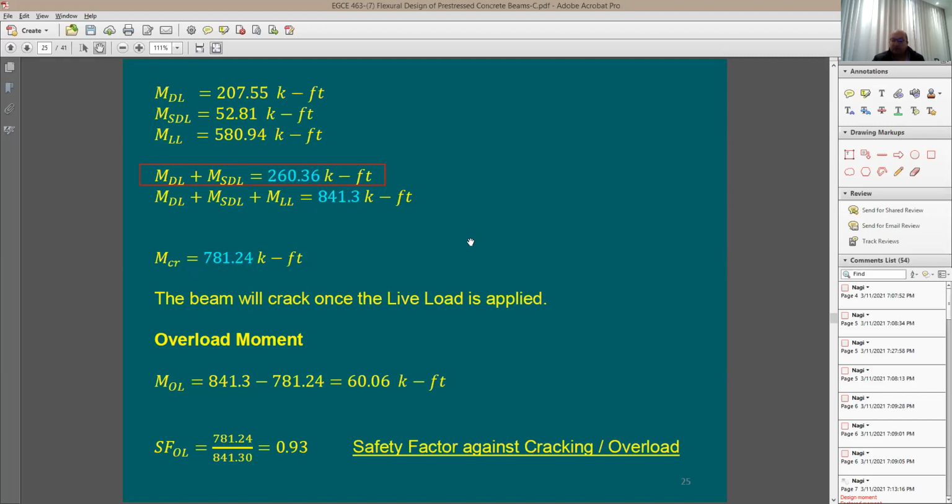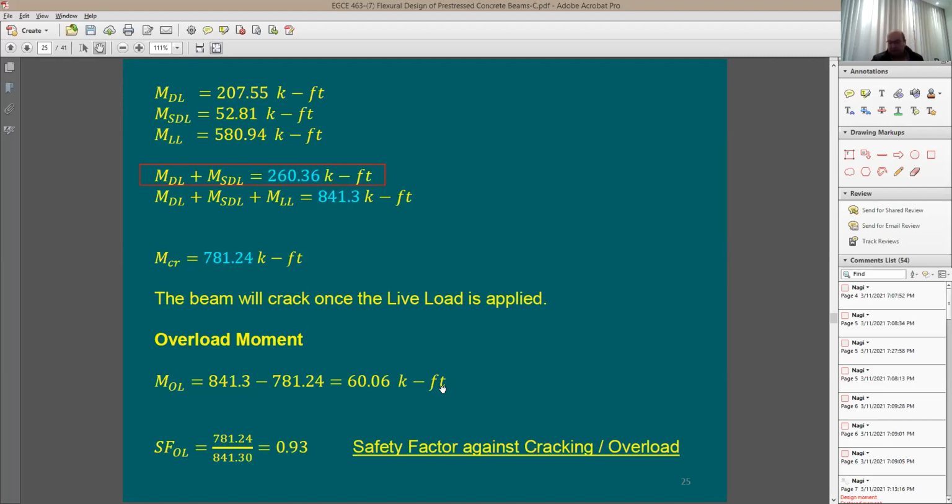Now, do we have an overload moment? Are we going beyond the cracking point? I'm going to say yes. Your total moment is 841, and the cracking moment is 781. The difference is 60, about 60 kip-feet. So this is what we call the overload moment. Like the first numerical example I gave you, I said the total moment applied is going to be 100 and the cracking moment is going to be 80. So the overload is 100 minus 80, which means after the beam cracks, you have this additional 60 kip-feet beyond the cracking point.